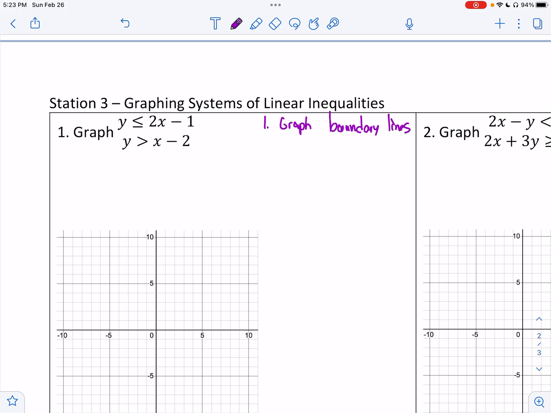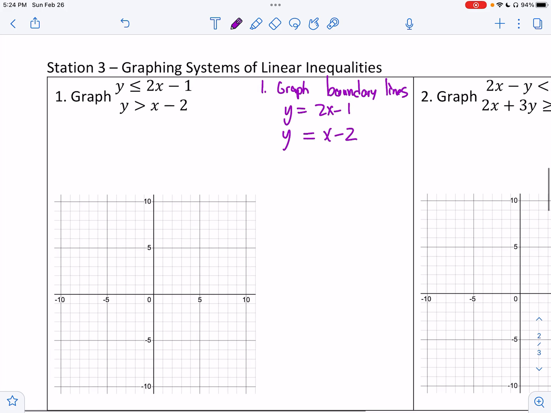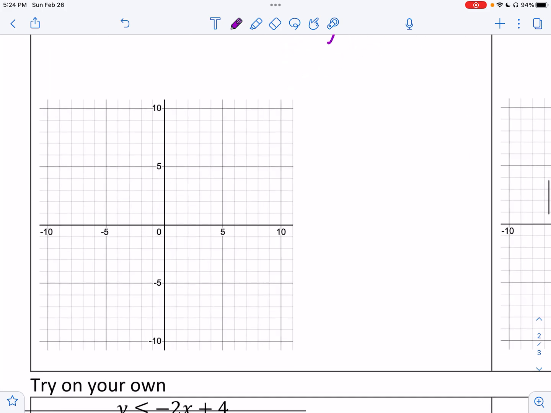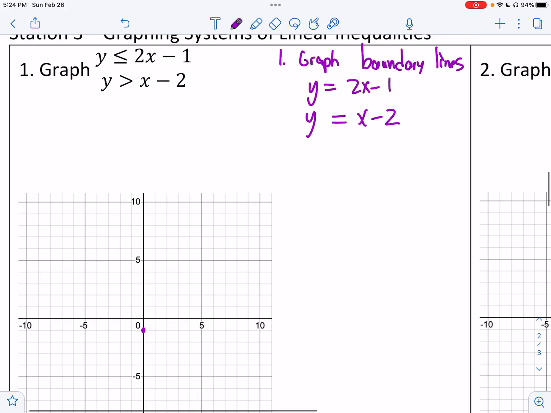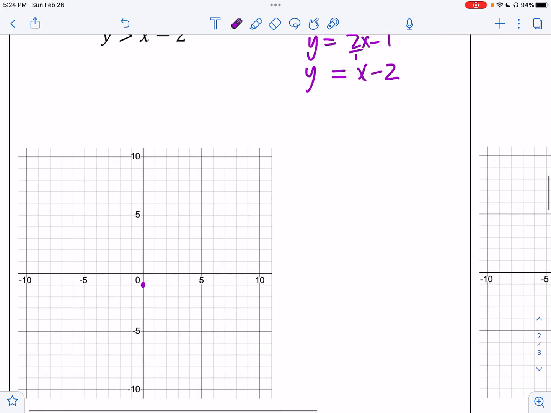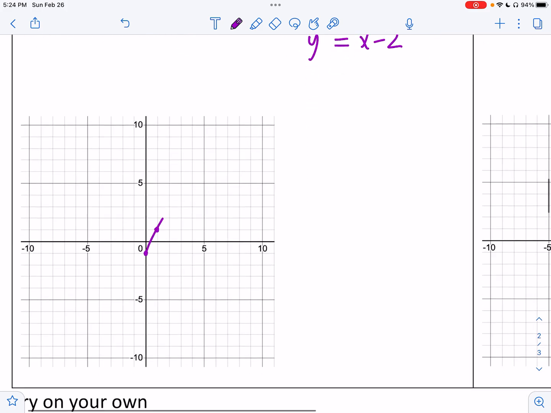And you don't have to write this down every time, but I'm going to graph the two lines, y equals 2x minus 1 and y equals x minus 2. So 2x minus 1 has a y-intercept of -1 and a slope of 2. So that's 2 over 1, right? So rise 2, run 1. Here are my 2 points. So there's my first boundary line.